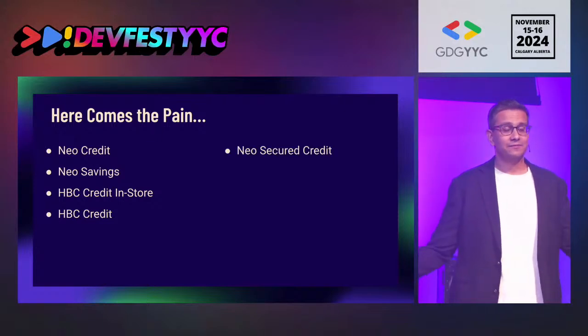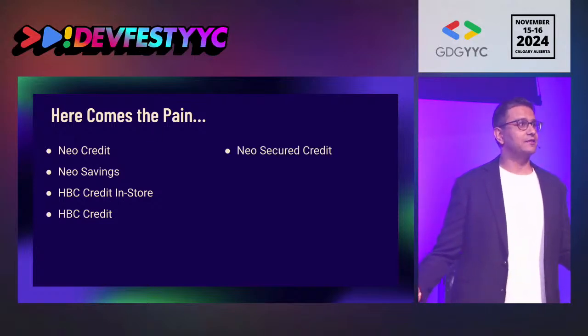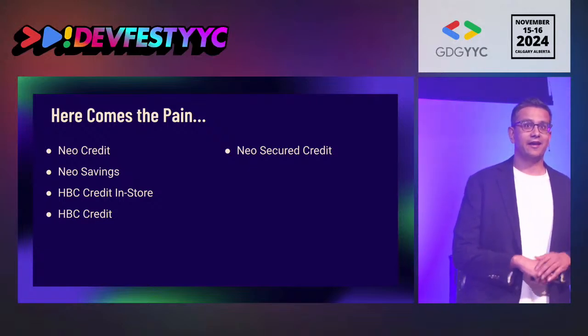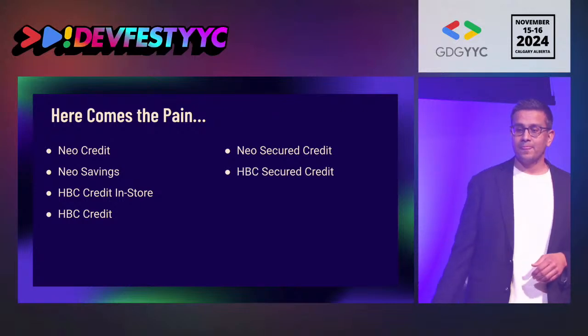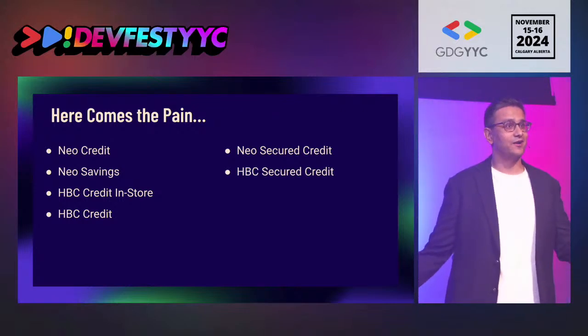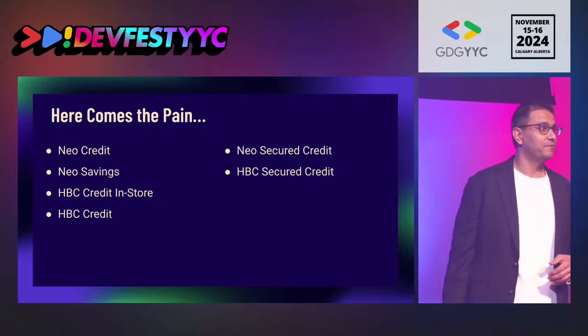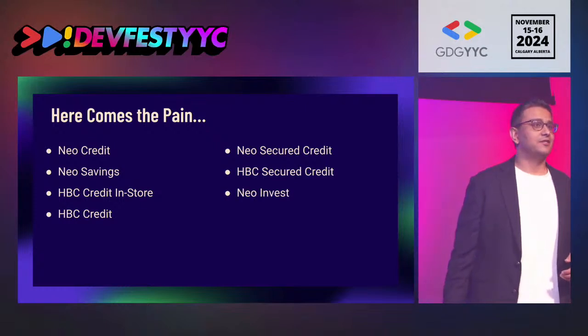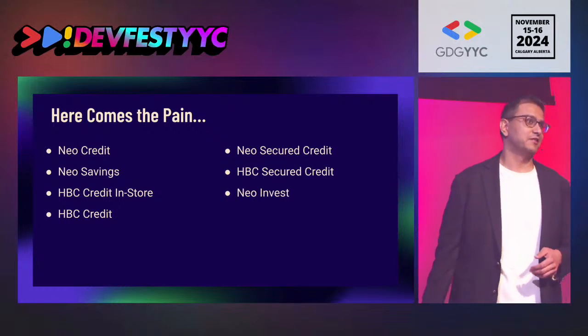Then we said, you know what? Neo's going through this massive growth phase. Let's introduce secured credit for people who are not able to get an unsecured credit line. Then we said, we'll do that for HBC as well. And the complexity kind of grew from there. We're like, okay, this is getting pretty big, pretty chunky. We're not done yet. We said, screw it, we'll add Neo Invest to the system as well.